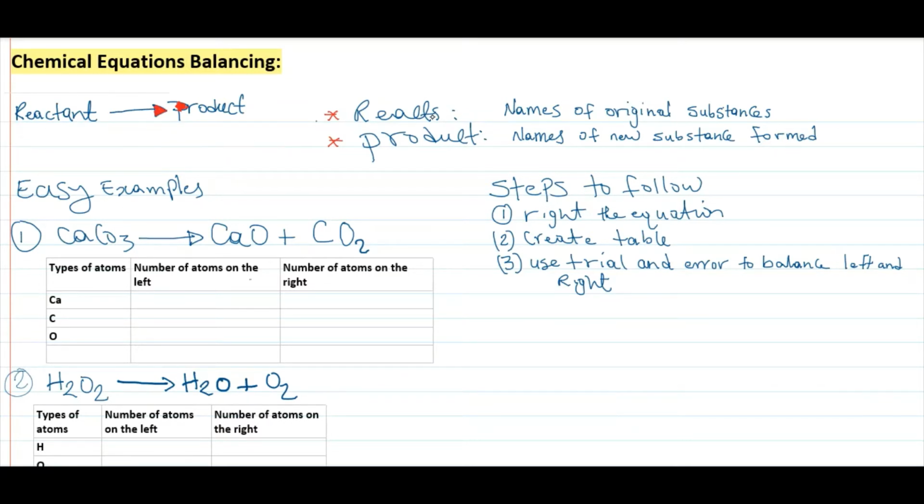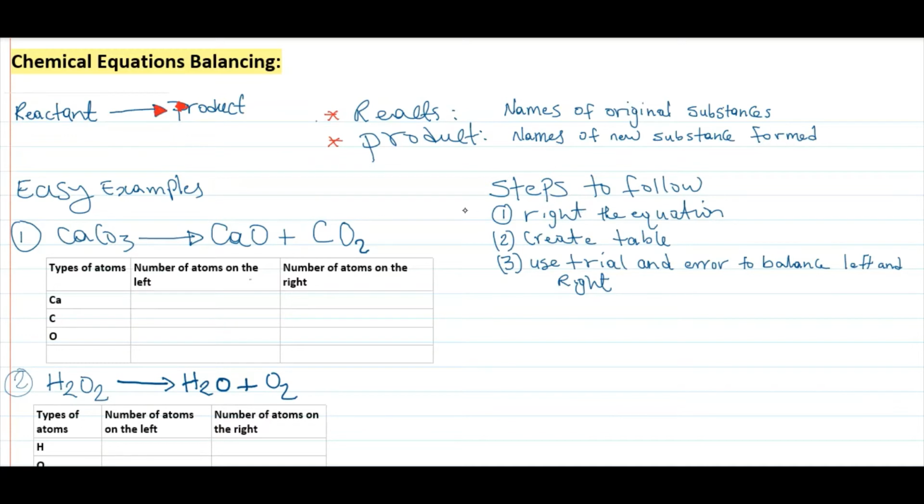In another definition, a reactant is the name of the original substance that we started with, and the product is the name of the new substance that we formed from the reaction. I have examples here for you. The first one is easy, and I have prepared steps for you to follow in order to balance the equation.